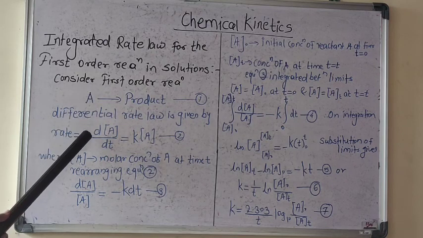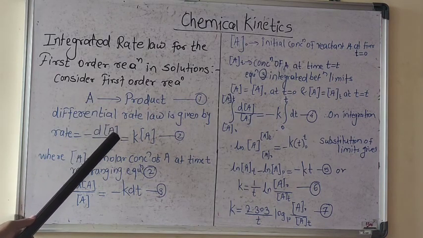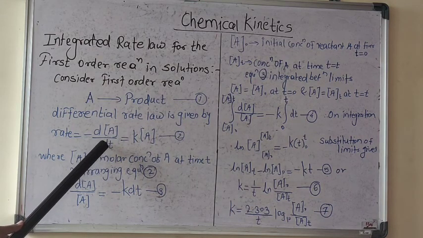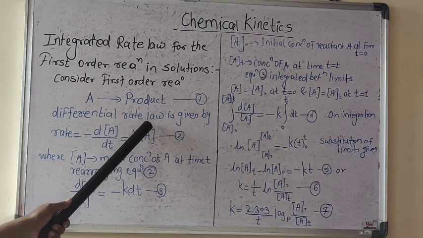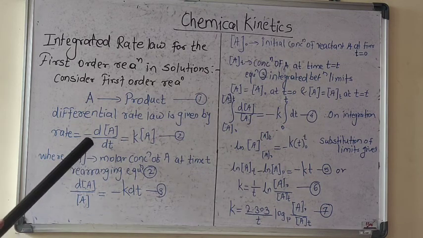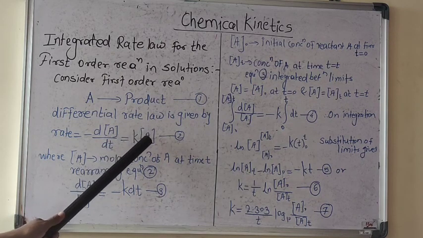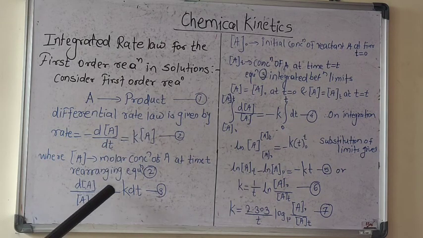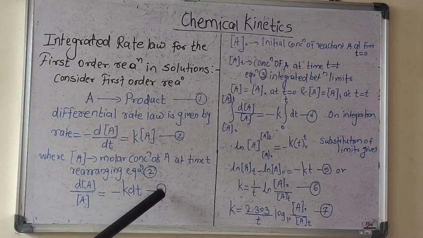for the first order reaction is given as rate equal to minus d. Since the reactants are being consumed, minus d molar concentration of A upon dt, that is A with time, is equal to k, the proportionality constant or rate constant, into molar concentration of A. This is equation 2. Now if we rearrange this equation, we get dA upon molar concentration of A equal to minus k into dt. This is equation number 3.